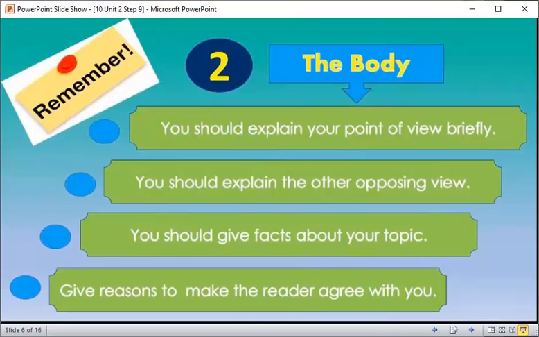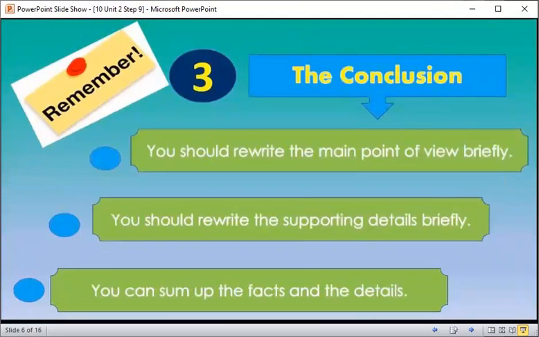You have to explain the opposing view. You can give a lot of facts. You can give reasons that make the reader agree with you. This is all about the body. You can give facts. You can give some reasons for something. You can give data from the internet, and so on. These are all about the body.